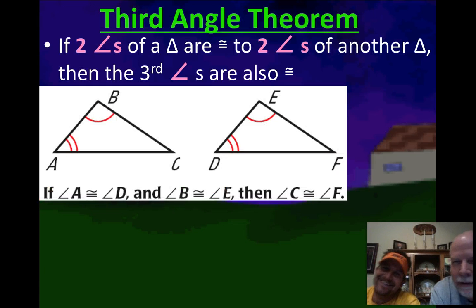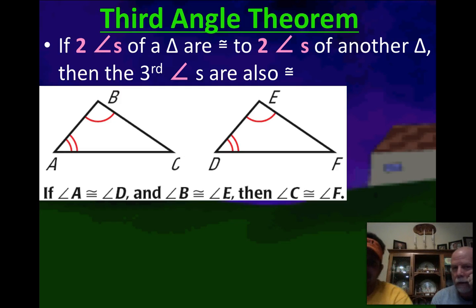All right, new theorem here. And this one's critical because we use this quite a bit, but it's very logical and makes sense to me from the last section, because of the 180 degrees. What this says is that if two angles of one triangle are congruent to two angles of another triangle, then the third angles have to be congruent.